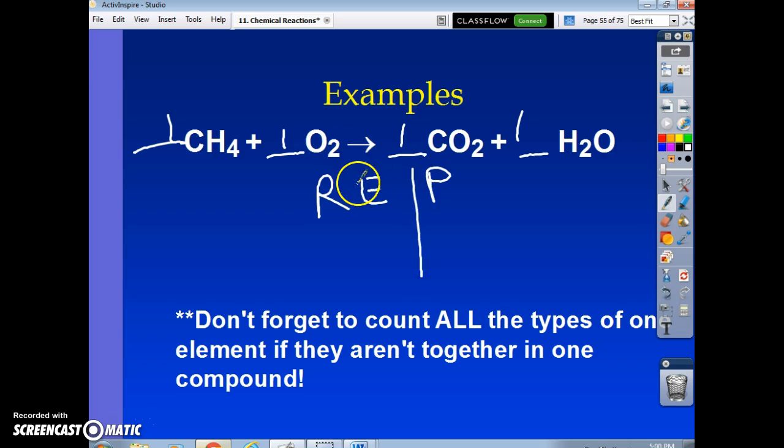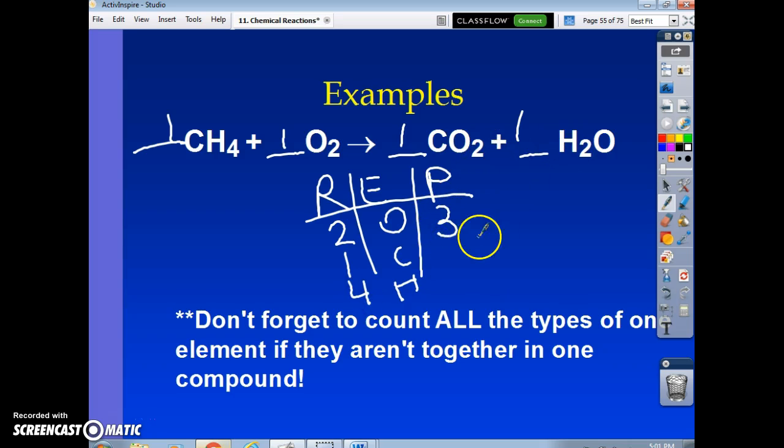I only have 1 minute before my recording runs out, so I'm going to go really fast. I got some oxygen, some carbon, some hydrogen. 2 oxygens on the left, 1 carbon, 4 hydrogens. On the right, we got 3 oxygens. 2 plus 1 is 3. Carbon, we got 1. Hydrogen, we have 2.